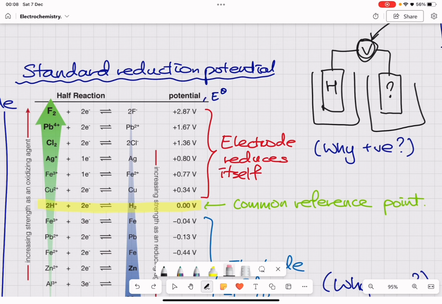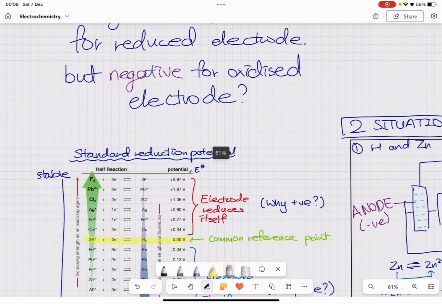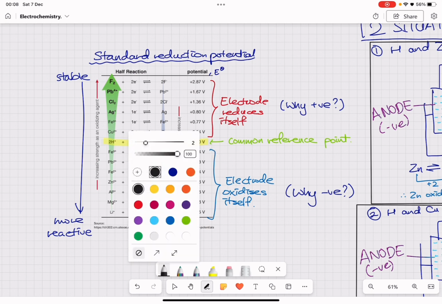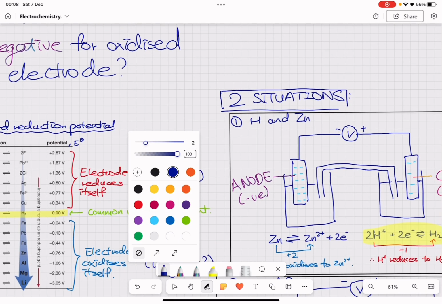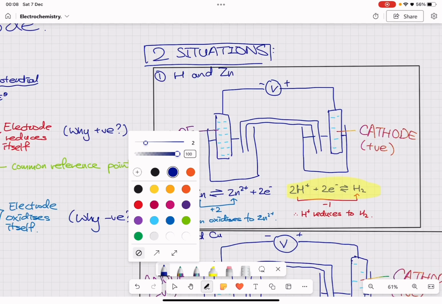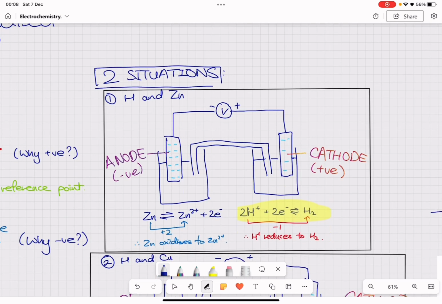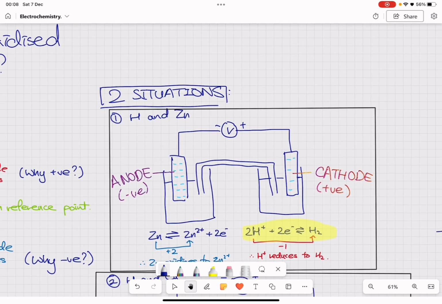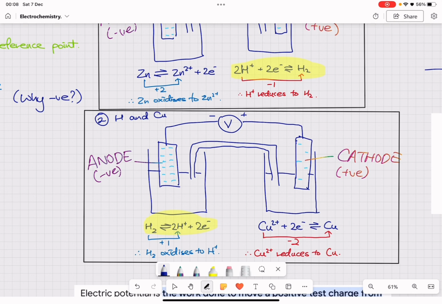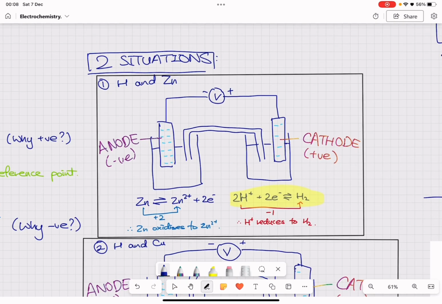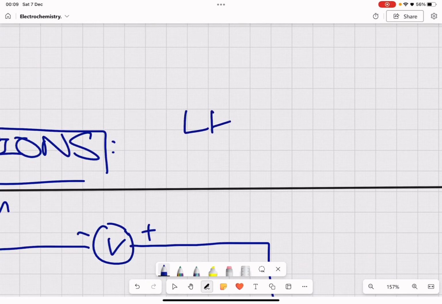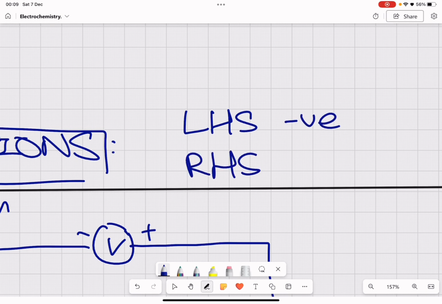Okay, anyways, that was a pretty bad and oversimplified explanation, but since you probably know how this works, I'll just skip ahead to the two situations that I've created. One, we're going to compare the standard hydrogen electrode with zinc. The second, we're going to compare the hydrogen electrode with copper. And here we're following the CIE convention, which is basically left hand side being always negative, right hand side being always positive.